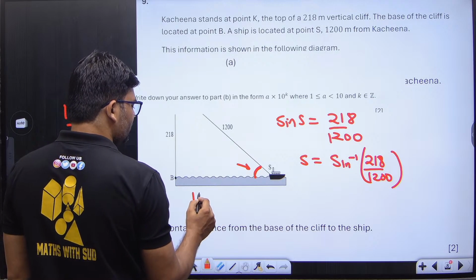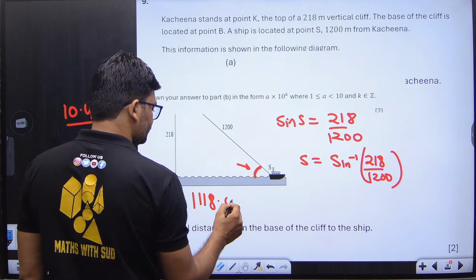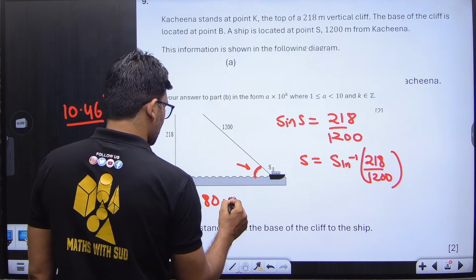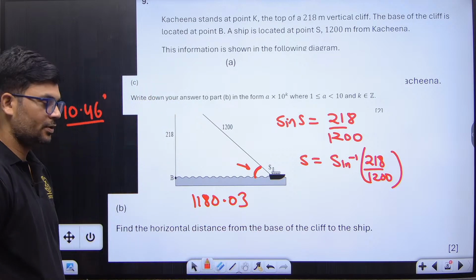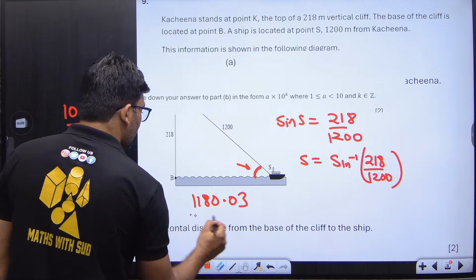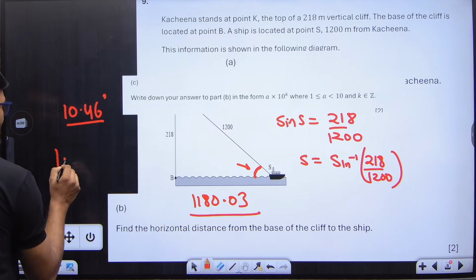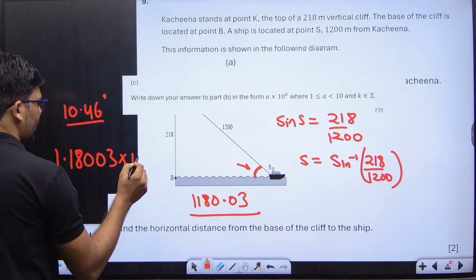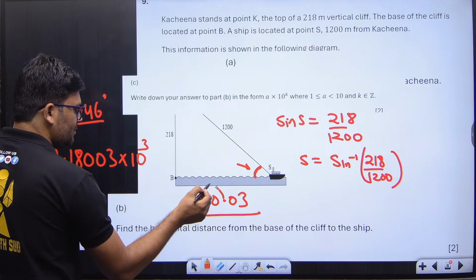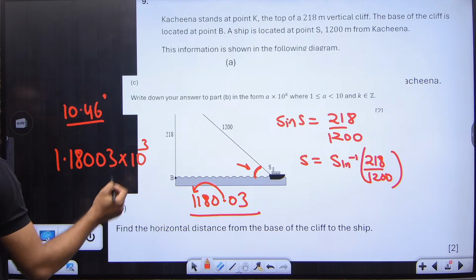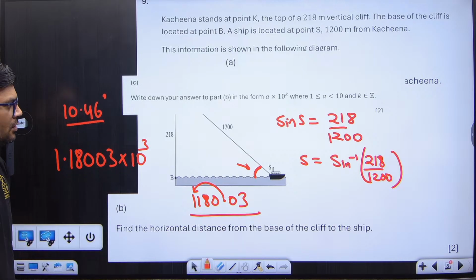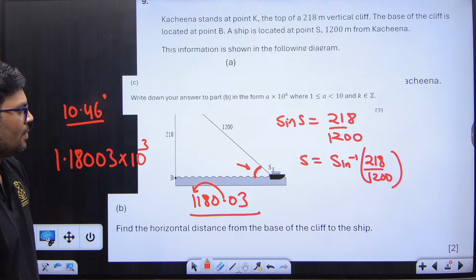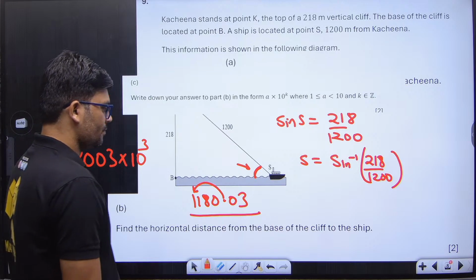1180.03. Okay. So if you want to write this in the standard form, you will write 1.18003 times 10 to the power 3. You have moved the decimal 3 places towards the left, so you will multiply by 10 to the power 3. All right? Yes. Easy? Yeah.